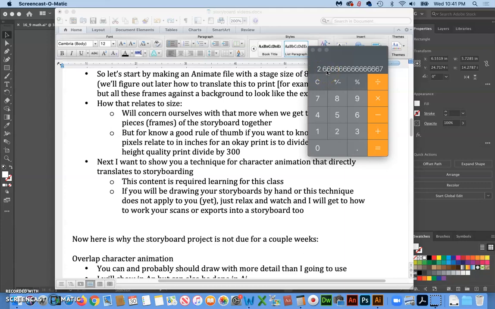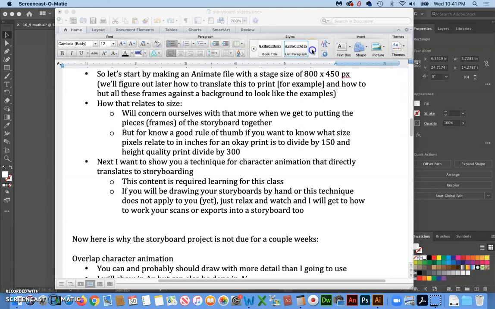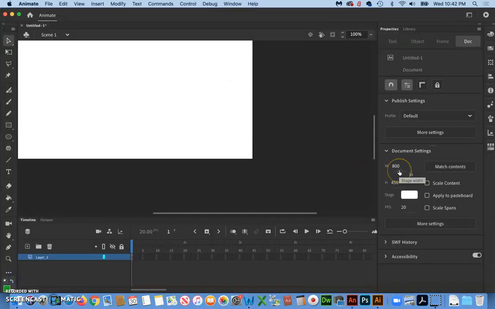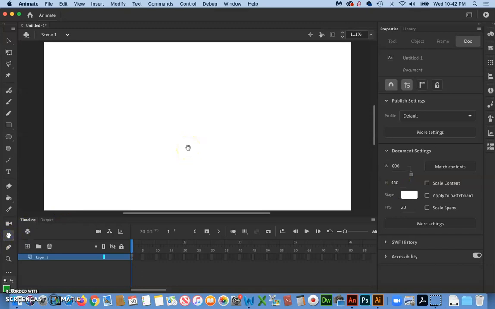and you'd have super extremely good quality, and then you could mount those on a black board, take them into your client and say, how does this look? Are we ready to go with the animation? But we create a file in Animate that is 800 pixels wide by 450 pixels tall. That's my stage right there.